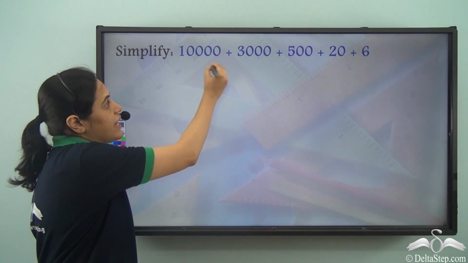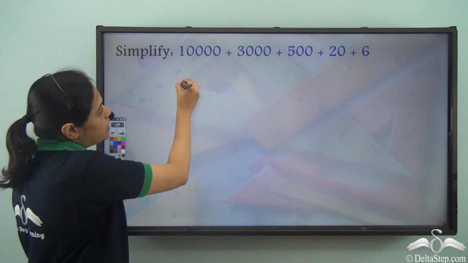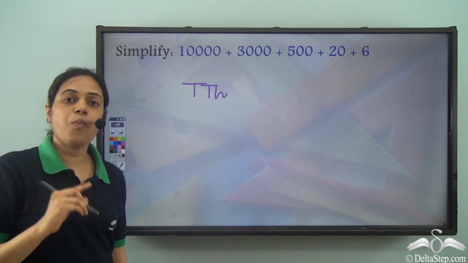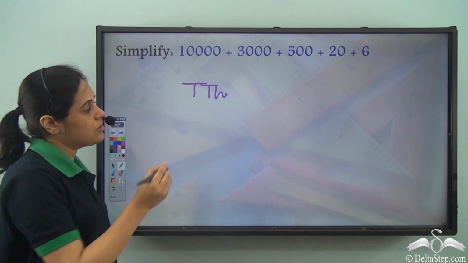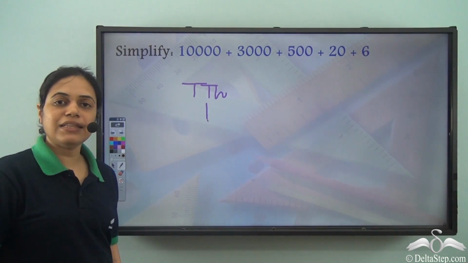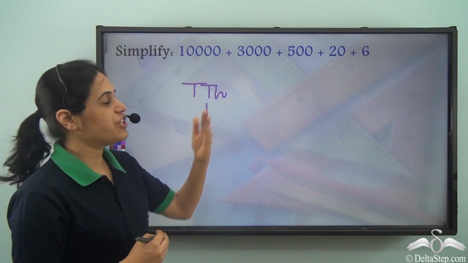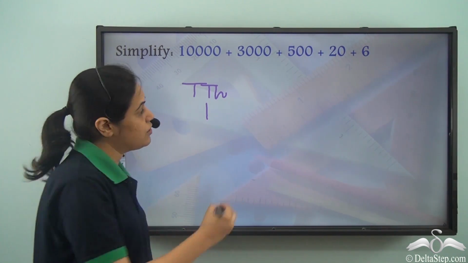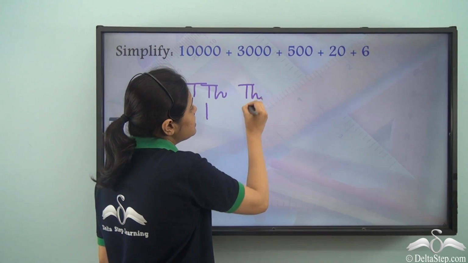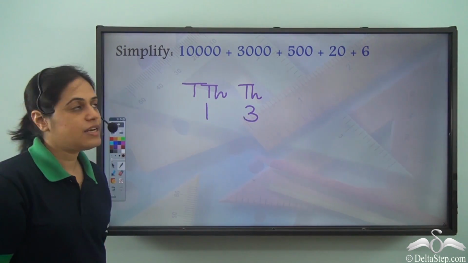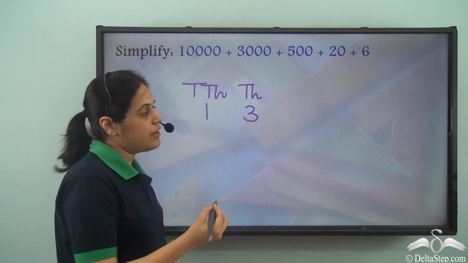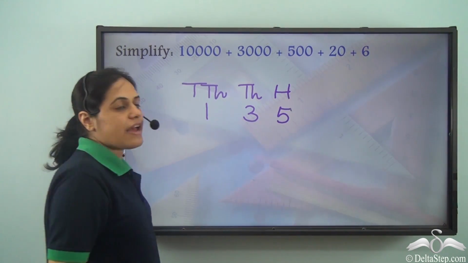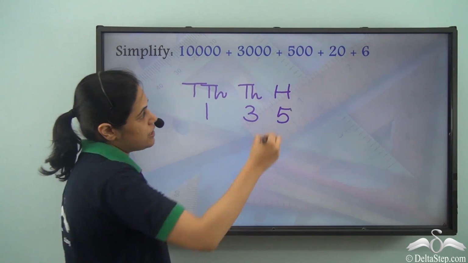So I have 10,000. 10,000 means 1 into 10,000. So I'll have 1 in the 10,000s place. Then I have 3,000. So this means 3 into 1,000. So 3,000s means 3 is in the thousands place. Then I have 500 or 5 into 100. So I have 5 in the hundreds place.